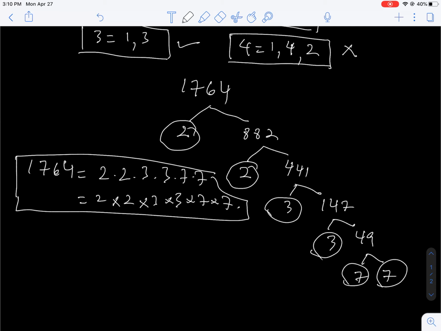Okay, so this is what we have, and that is it for prime factorization. I hope you understand it, and I hope you'll be able to do the question.